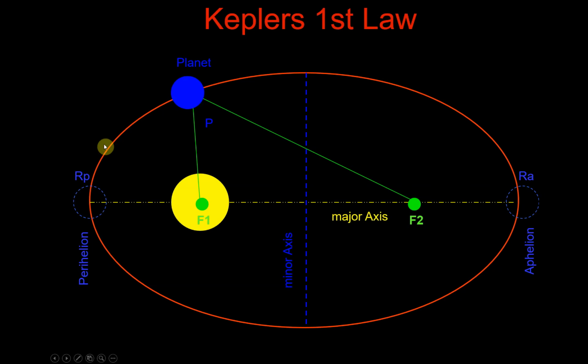We call this, if we're looking at the Sun system, perihelion when a planet is closest to the Sun, and aphelion when a planet is furthest away from the Sun. Now this applies to any orbiting body, so if we're talking about something orbiting the Earth in an ellipse, you end up with perigee being the closest approach and apogee being the furthest approach.